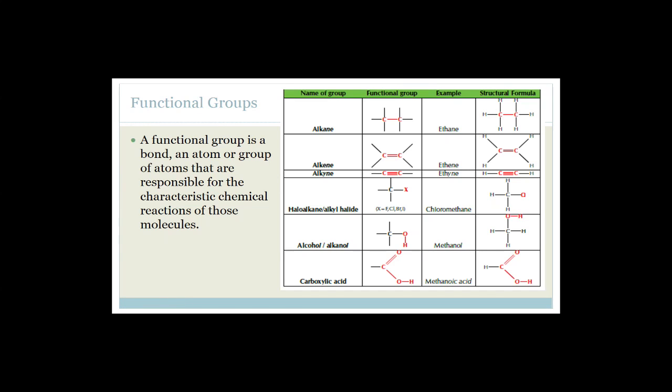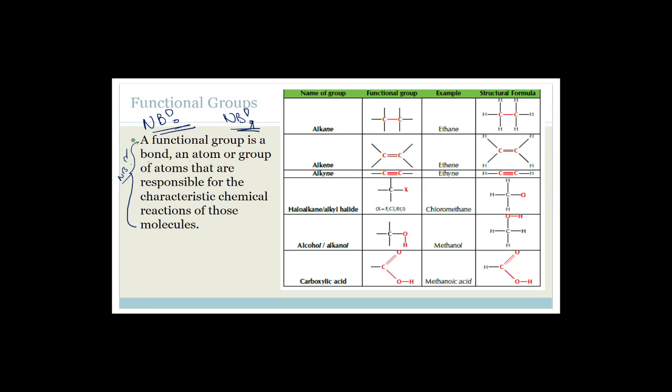Okay, now we need to talk about functional groups in grade 12. So this definition you need to learn. It is super important. Okay, and this isn't all the functional groups you're going to come across, but these are the first few that we are going to teach you about. So we're going to go through that in a minute, but let's just talk about this. A functional group is a bond, an atom, or a group of atoms that are responsible for the characteristic chemical reactions of those molecules. So this is very important. I've already written it twice, NB. You need to learn it, and it has to be word perfect. And the important thing is that the functional group can be a bond, an atom or a group of atoms that are responsible for the characteristic chemical reactions.